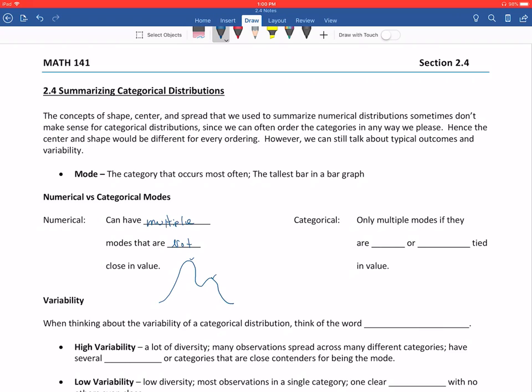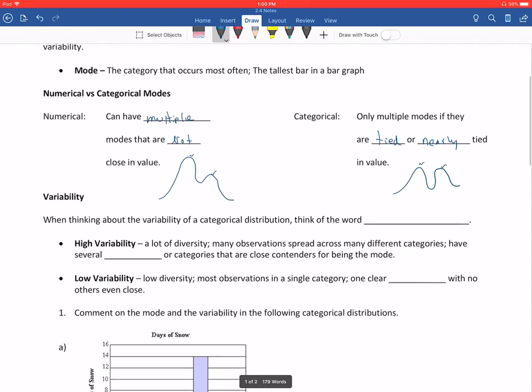However, in categorical variables, you are only going to have multiple modes if they are tied or nearly tied in value. So these would have to be pretty much exactly the same in order to both be considered modes.